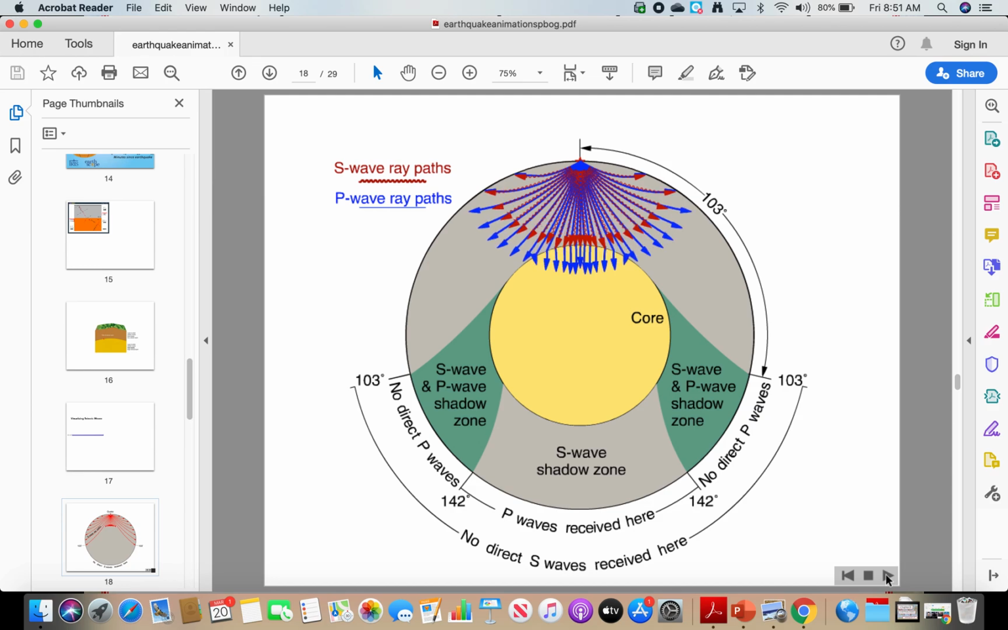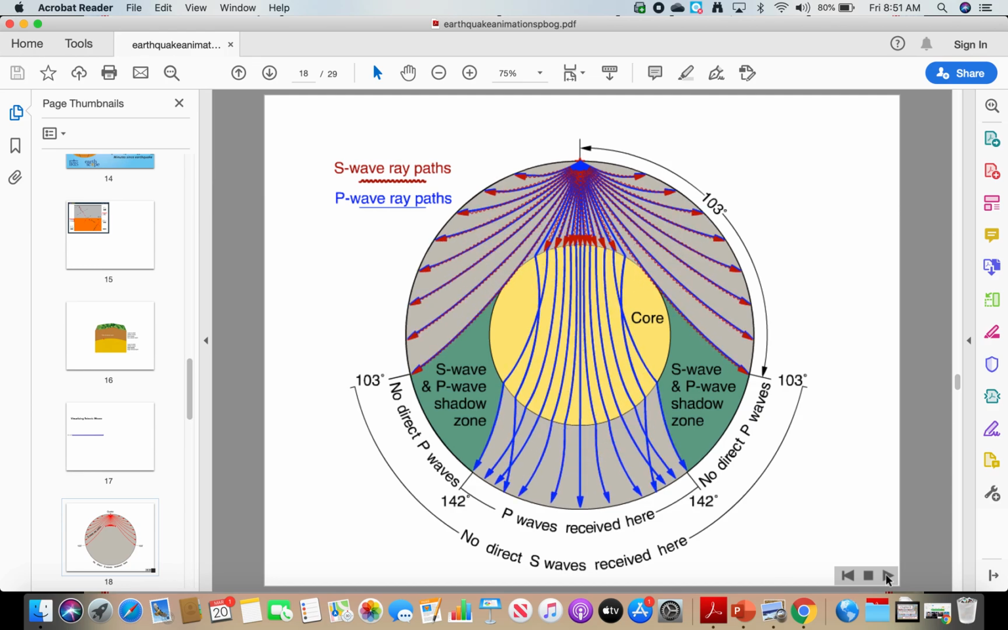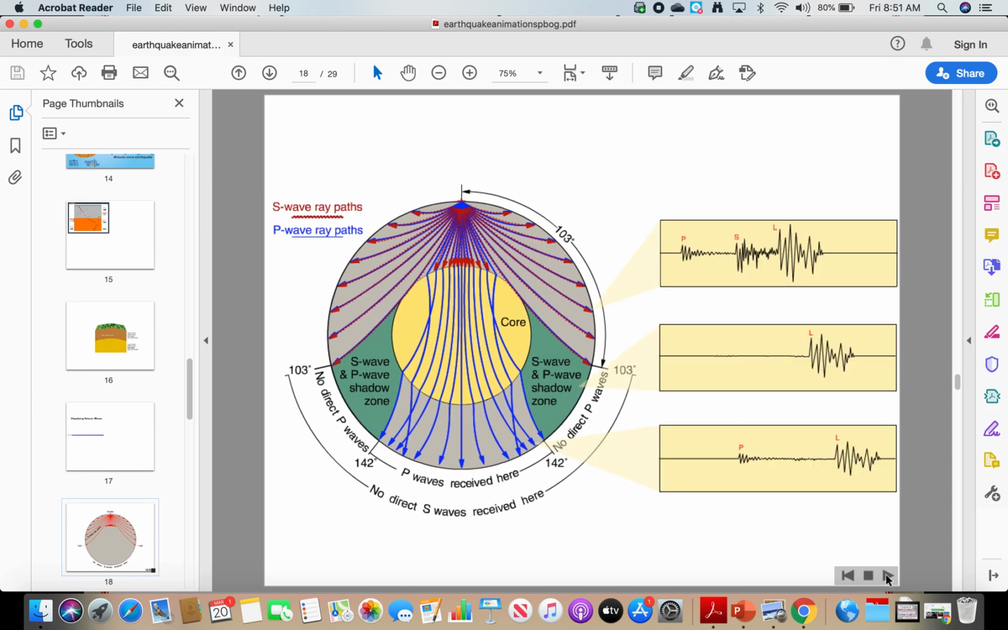That's how we discovered the liquid outer core. That's what Inge Lehmann did. If you watch the Bill Nye video on my feed, you're going to see how she discovered this. Go seismologists, go girls.